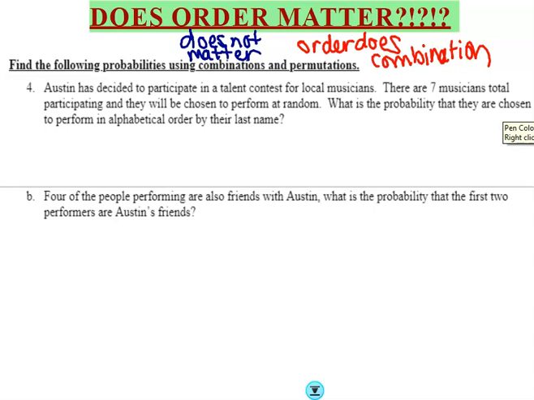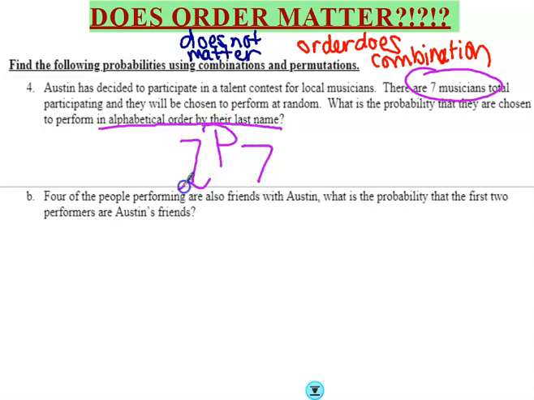Austin has decided to participate in a talent show. There are 7 musicians. Okay, and what is the probability that they're chosen in alphabetical order by their last name? So in this one, order does matter. Going first compared to going last in a talent show. So we're talking permutations. So 7P7, okay? There are a total of 7, and we're asking the order of 7.